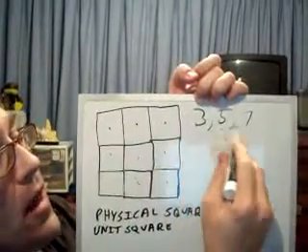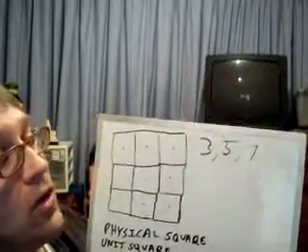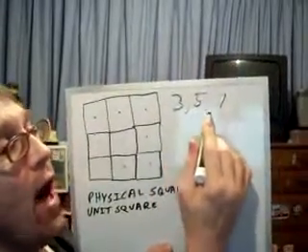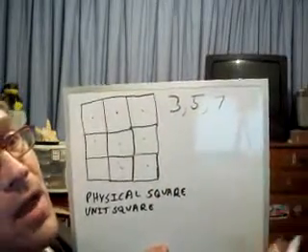See the pattern? These are odd numbers, and they're consecutive odd numbers, starting with 3, going on to 5, going on to 7, and we could go on and on and on. But there's something else you should have noticed.